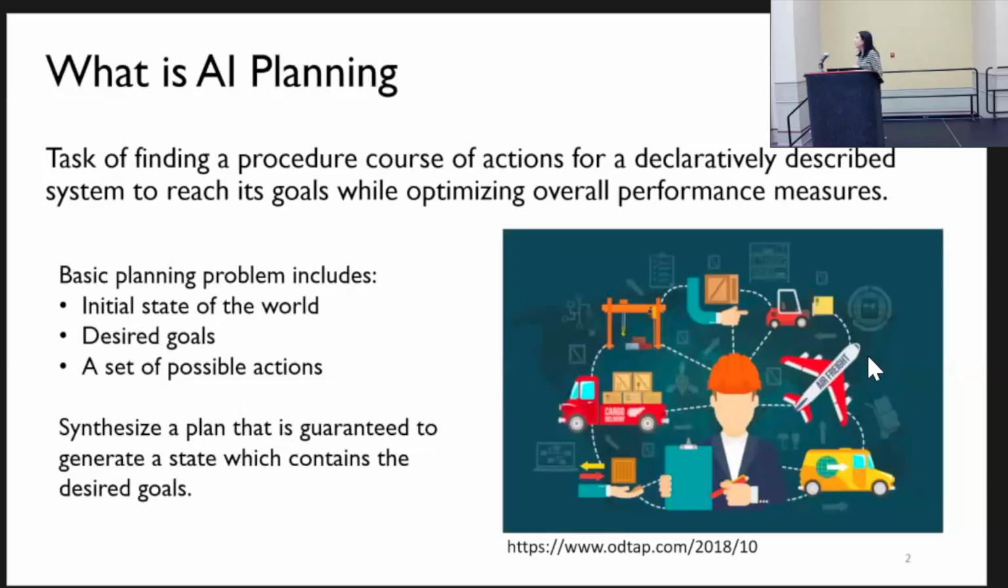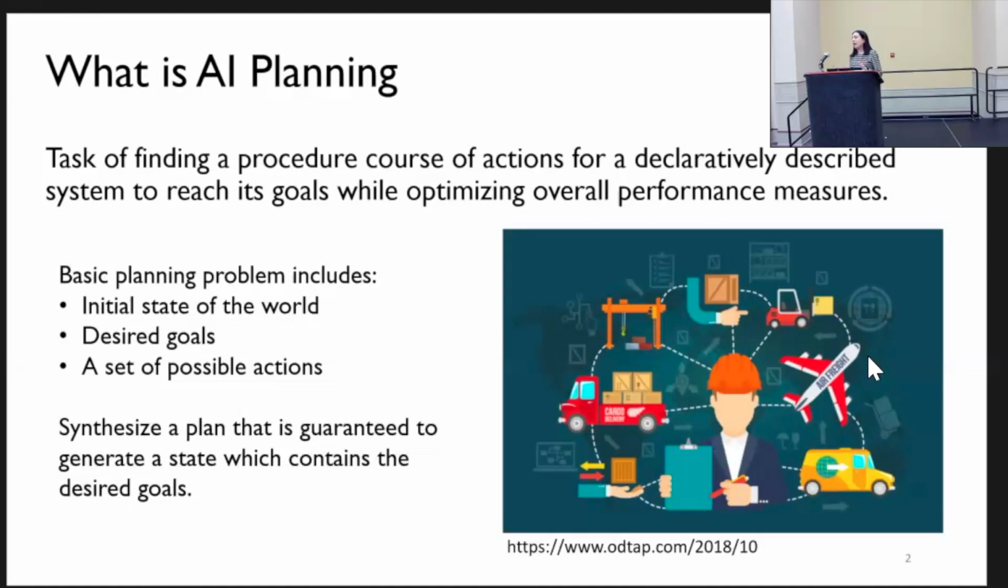So AI planning is a long-standing field of AI. It started in the 1960s. It's about the task of finding a procedural course of actions for a declaratively described system to reach its goals while optimizing the overall performance measures. It includes initial states of the world, the desired goals, and a set of possible actions. And you want to synthesize a plan that's guaranteed to generate a state which contains the desired goals.